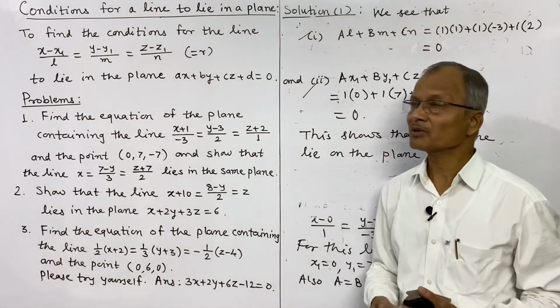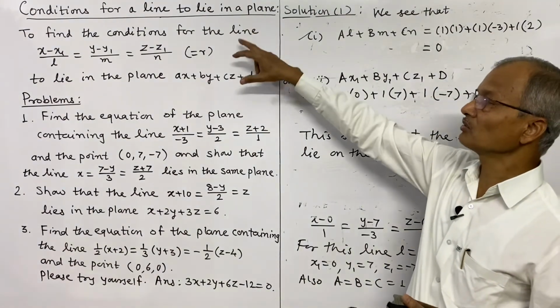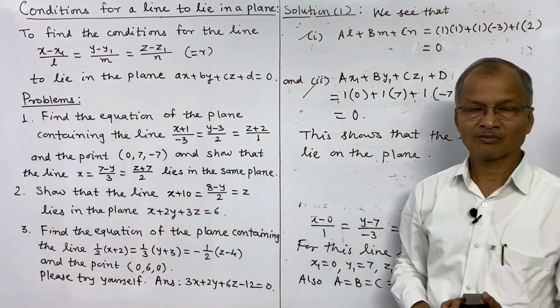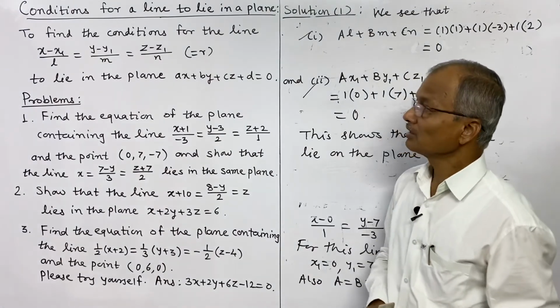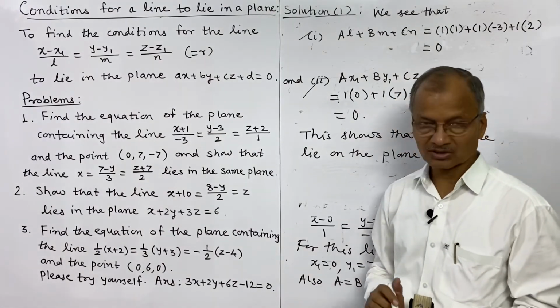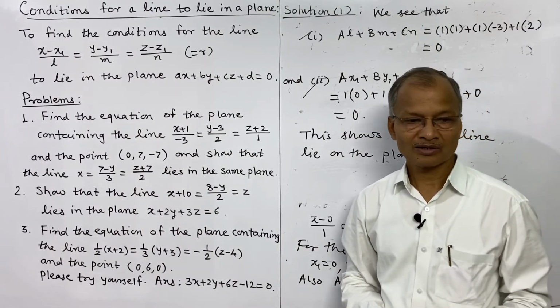So this is about the conditions for a line to lie in a plane, and we can solve the problems using these conditions. So the remaining part we will continue next time.